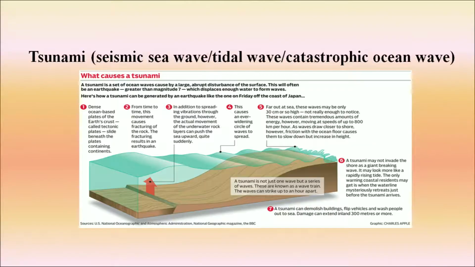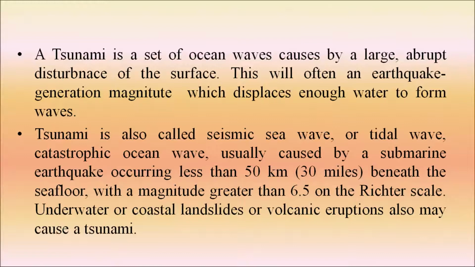Now come to the tsunami, or seismic wave, or tidal wave. A tsunami is a set of ocean waves caused by a large abrupt disturbance of the surface. This is often an earthquake of large magnitude which displaces enough water to form waves. A tsunami is also called a seismic sea wave or tidal wave, a catastrophic ocean wave, usually caused by a submarine earthquake occurring less than 50 km beneath the seafloor with a magnitude greater than 6.5 on the Richter scale. Underwater or coastal landslides or volcanic eruptions may also cause a tsunami.